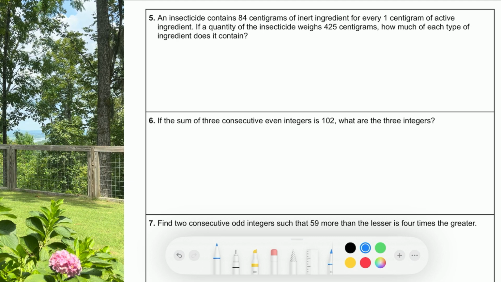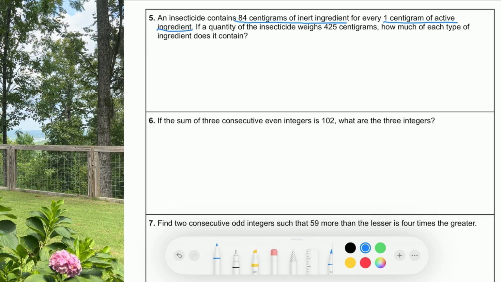Number 5, an insecticide contains 84 centigrams of inert ingredient for every 1 centigram of active ingredient. If a quantity of the insecticide weighs 425 centigrams, how much of each type of ingredient does it contain?